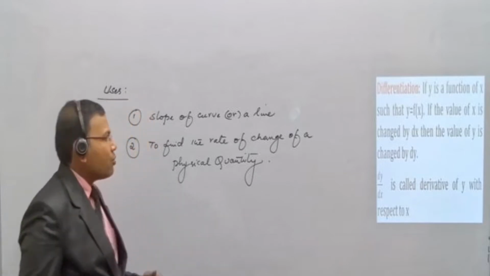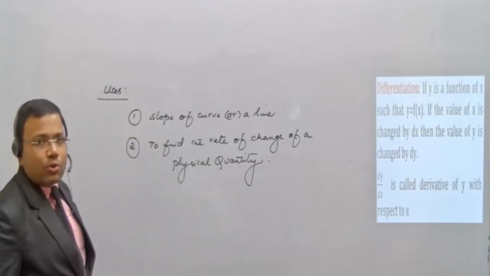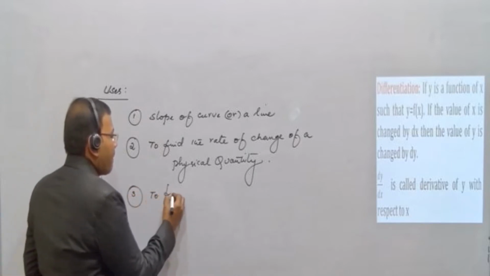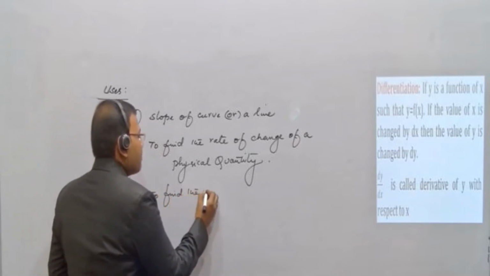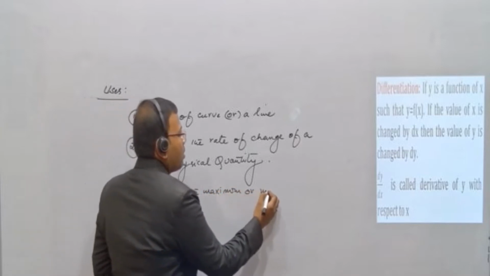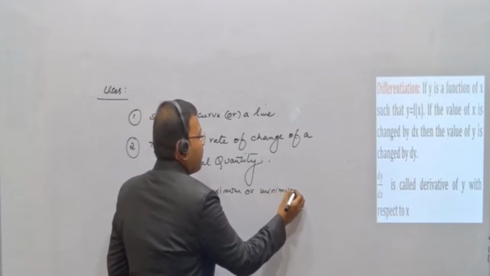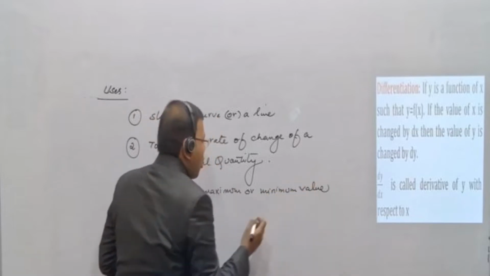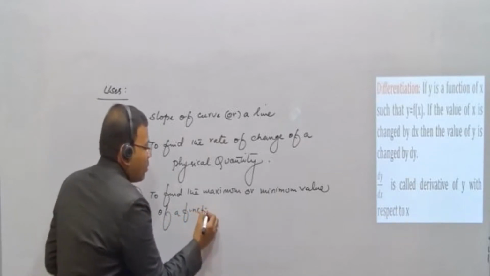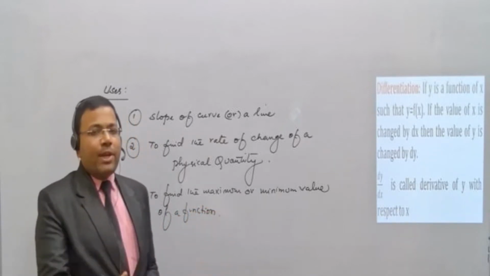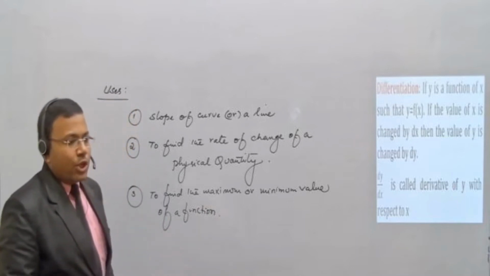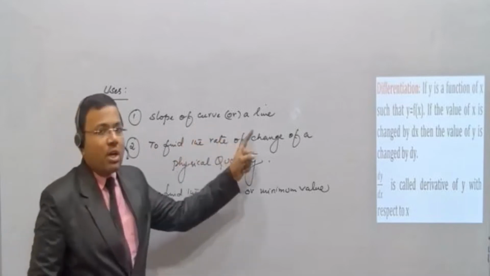So here, these are used a lot in these two things. The third one, if we see, the third one is to find the maximum or minimum value of a function. For a function, we can find out its maximum value or its minimum value. Once again, in physics, we are going to use this differentiation to find the slope of a curve or a slope of a line.